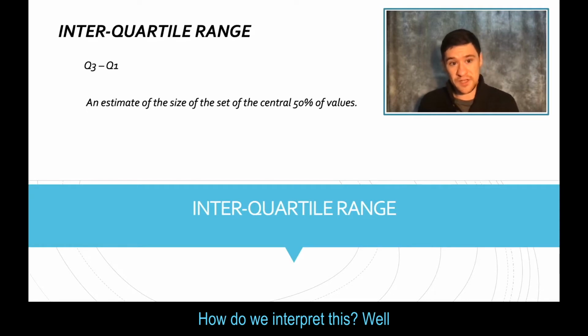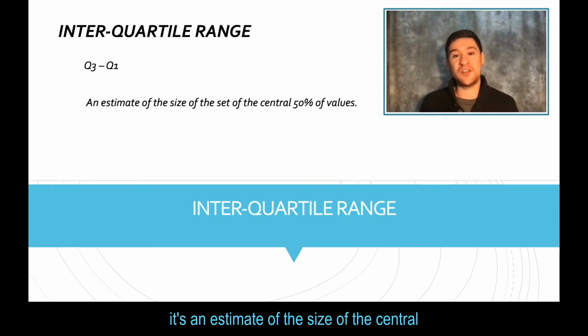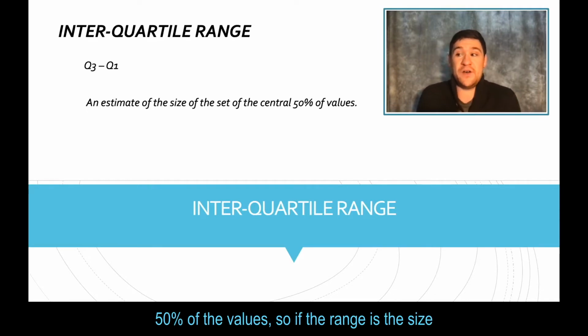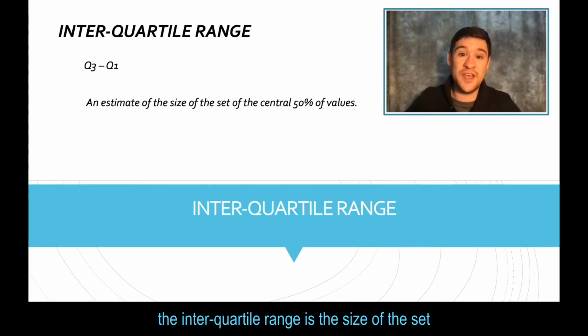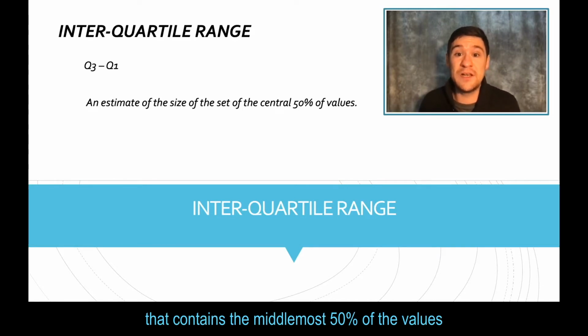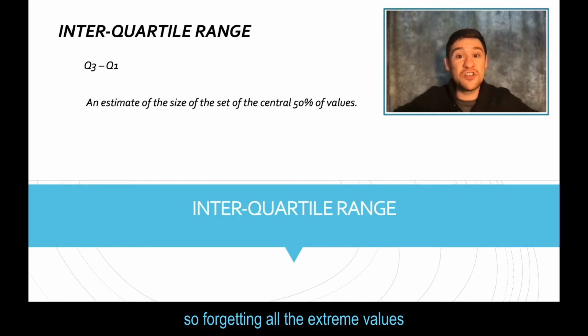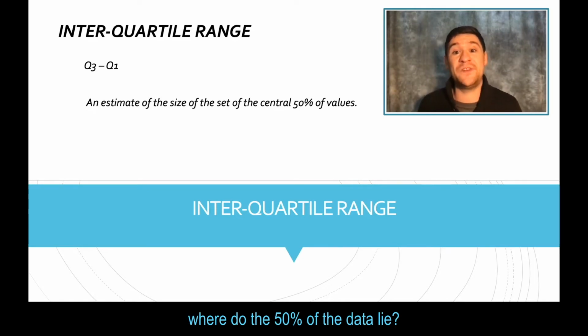How do we interpret this? Well, it's an estimate of the size of the central 50% of the values. So if the range is the size of 100% of the values, the interquartile range is the size of the set that contains the middlemost 50% of the values. So forgetting all the extreme values, where do 50% of the data lie?